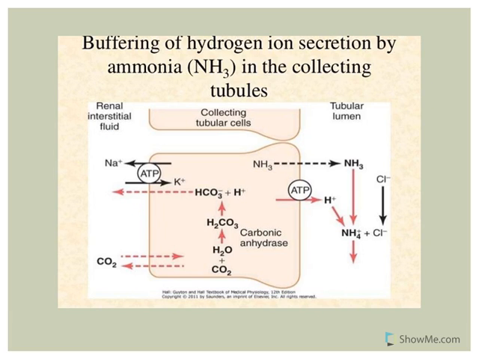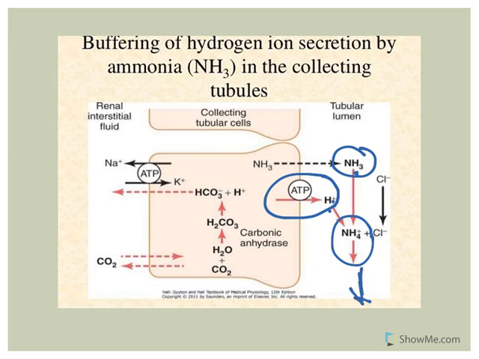Here, this is showing what would happen in the collecting tubules. You'll see here's that hydrogen ATPase, and here's some ammonia, and the hydrogen ions combine with the ammonia, forming ammonium, and it traps it in that tubular lumen, and we're going to take it out. So that buffer system is fairly important. You can increase the amount of hydrogen ions secreted to a significant level. So you can generate more bicarb and you can get rid of more hydrogen ions using this.